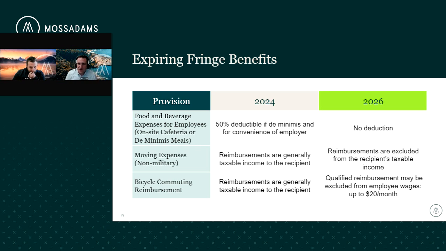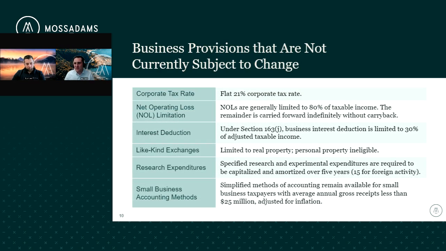Expiring fringe benefits, we won't spend a ton of time on these, but just a heads up that some of these are going away or have changed. Probably the one that we see the most is your on-site meals, or if you have cafeteria expenses. Right now, you are allowed to deduct half of those expenses. Starting in 26, that deduction goes away. So those are the temporary ones that we've chosen to highlight.